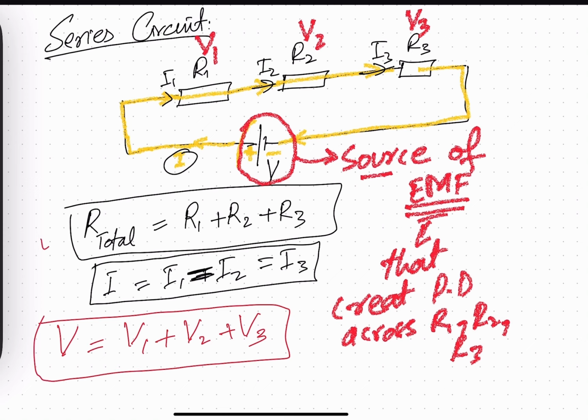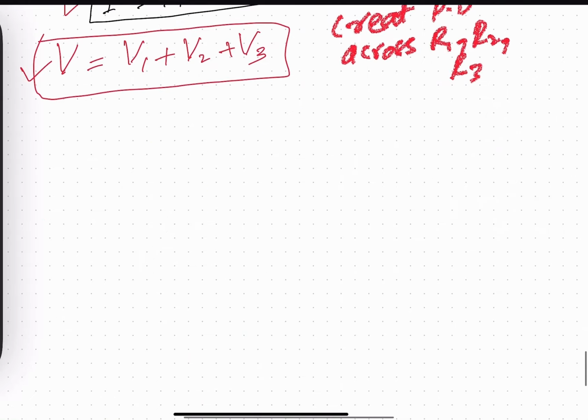So we are done with the resistance, we are done with the current, and we are done with the voltage. These three things you need to know for any circuit. Okay, now let's discuss the parallel combination.